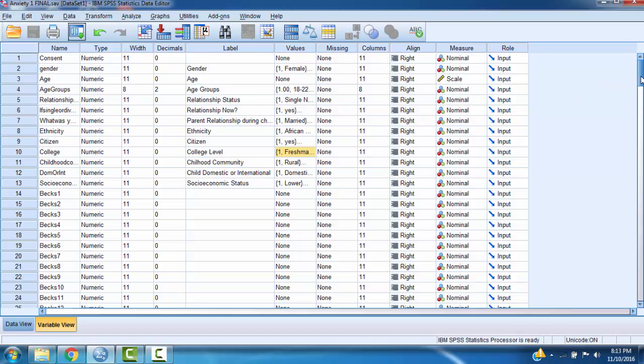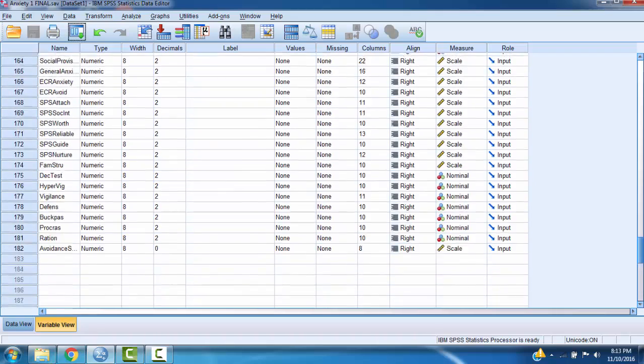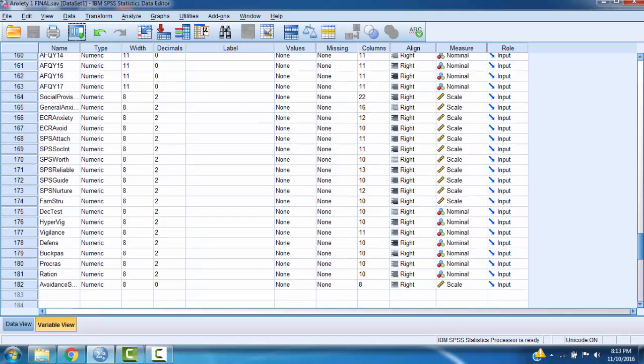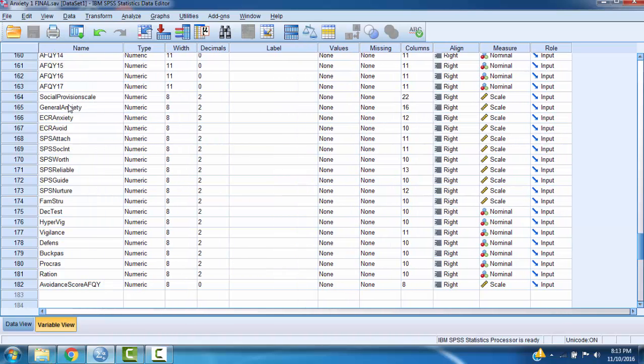In this study, we're going to use the Anxiety 1 group's data again, and we're going to go down and use some of their created scales. And so at the bottom of their data set, they have a general anxiety scale and they have a hypervigilance scale. So just for fun, let's look and see if there's a correlation between general anxiety and hypervigilance.